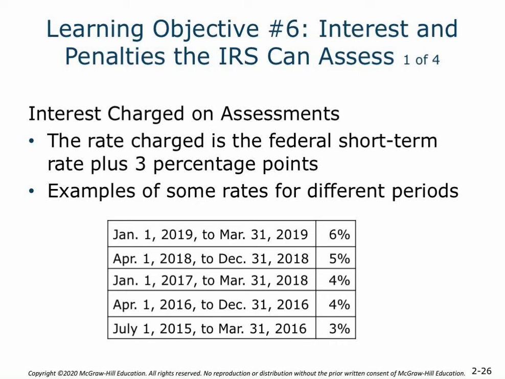In 2019, it was 6%, so that's going to be a 3% federal short-term rate plus 3 percentage points. Going back to 2015, 2016, it was a near zero federal short-term rate plus 3 percentage points. So that kind of gives you a sense of how it fluctuates from term to term there.